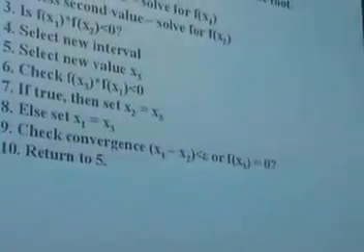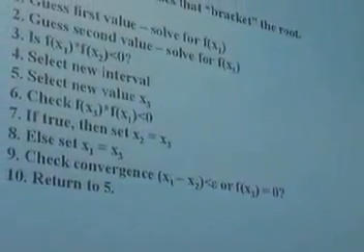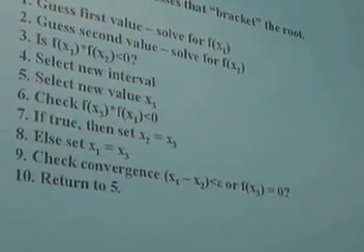All right, now let's get into bracketing and interval halving. You're basically making two initial guesses that are going to bracket the root. You take an estimate, guess the first value, and solve for the function f of x. Then you guess the second value and do the same thing again. The big thing is f of x1 times f of x2 less than 0. So here's your little check and balance through the coding.